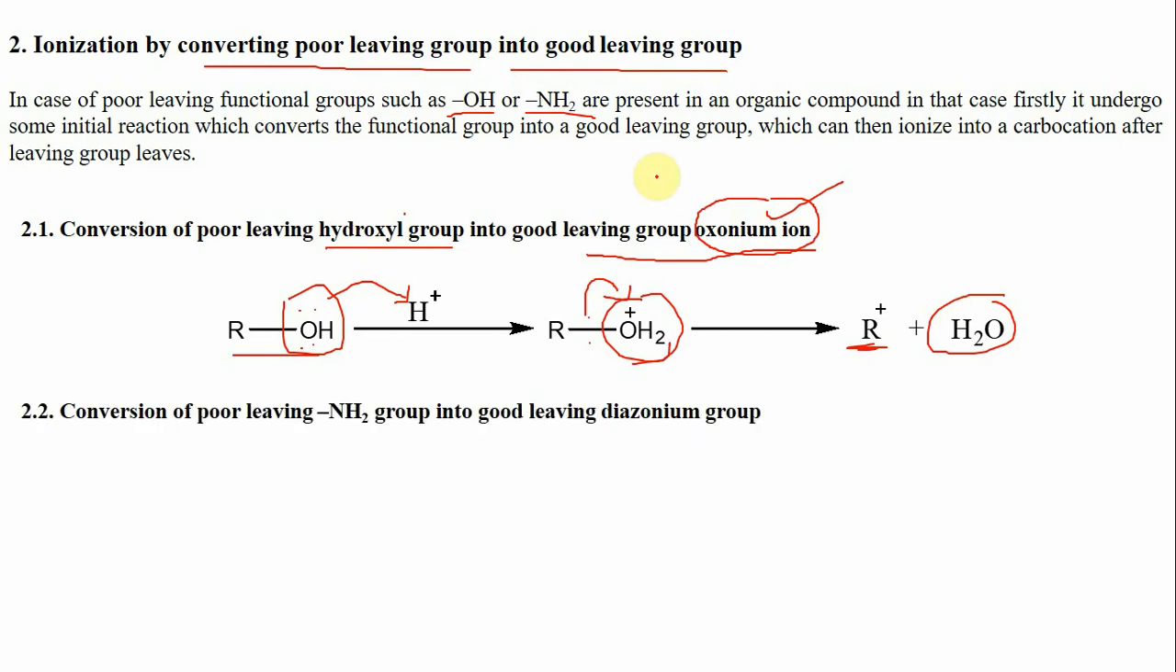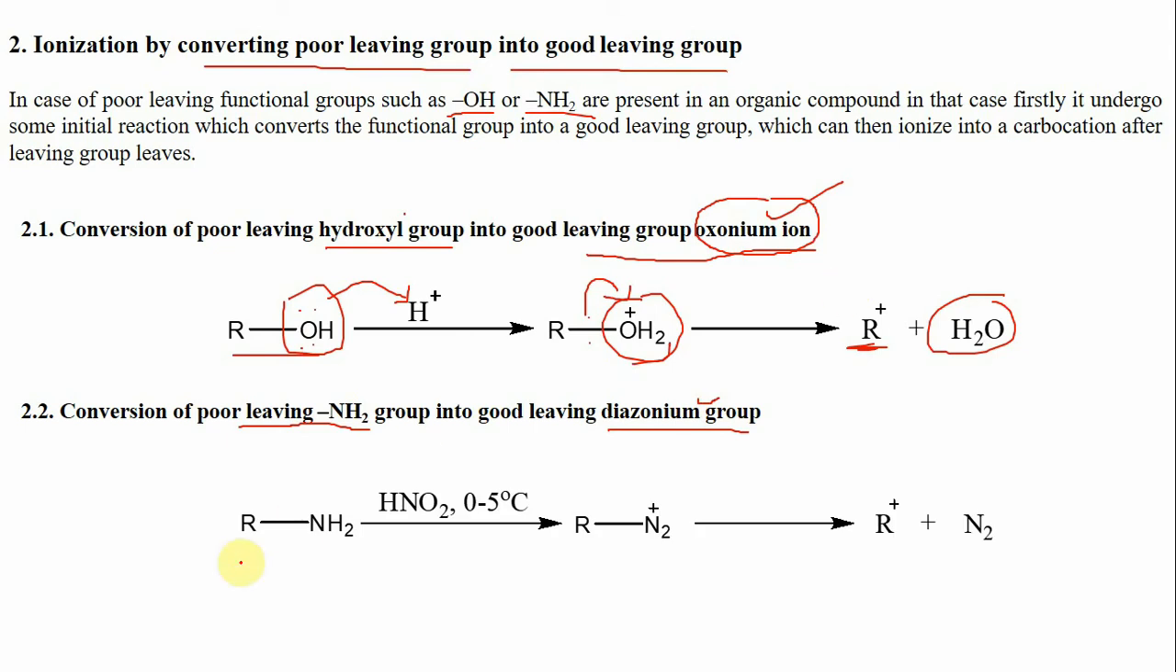The other method is by using amines. In amines, the NH2 group is again a very poor leaving group. However, it can also be converted into a good leaving group such as the diazonium group, which is one of the excellent leaving groups in organic chemistry. Let us see how it can be done.